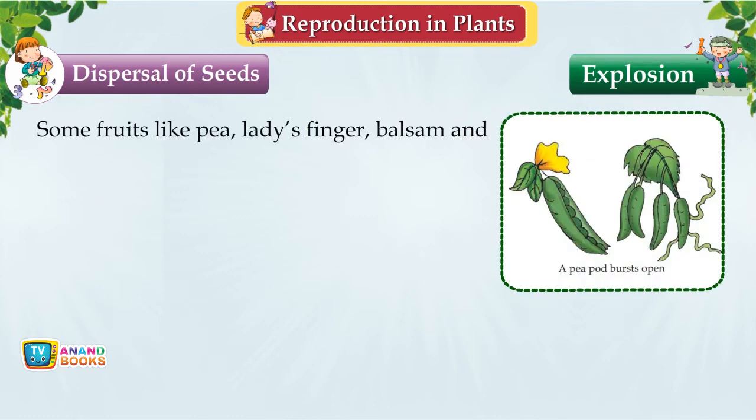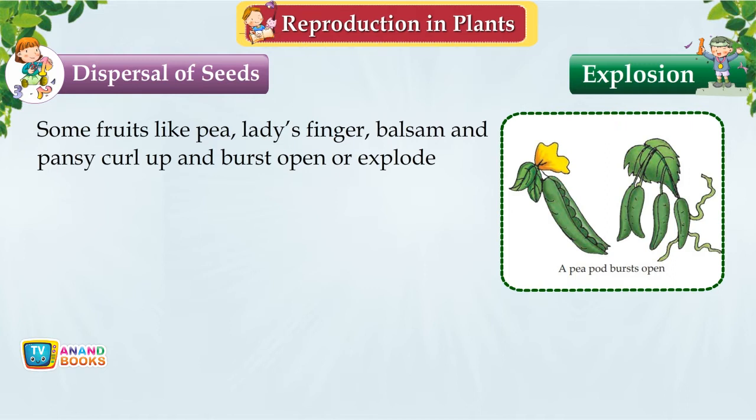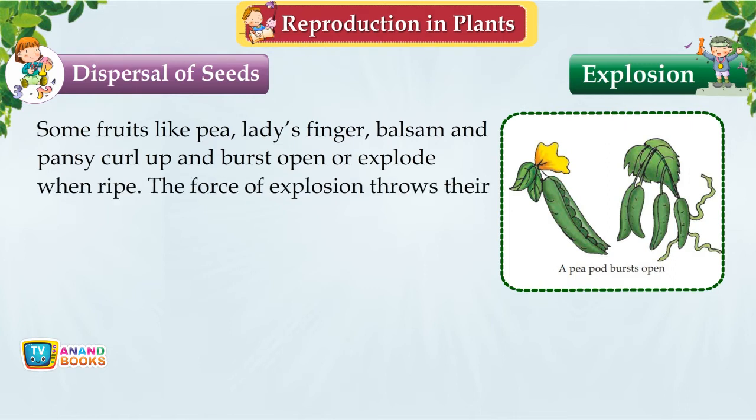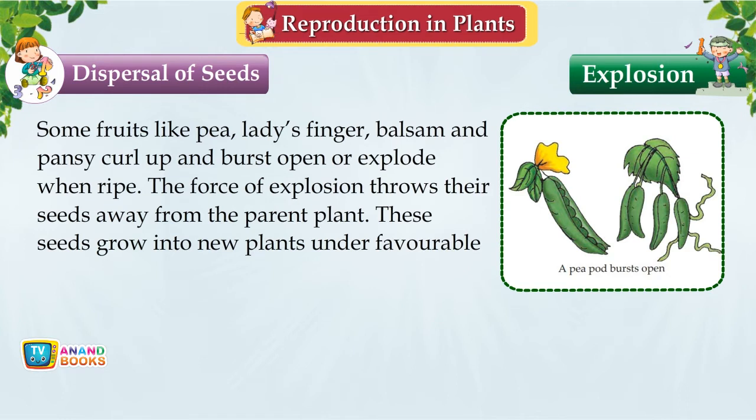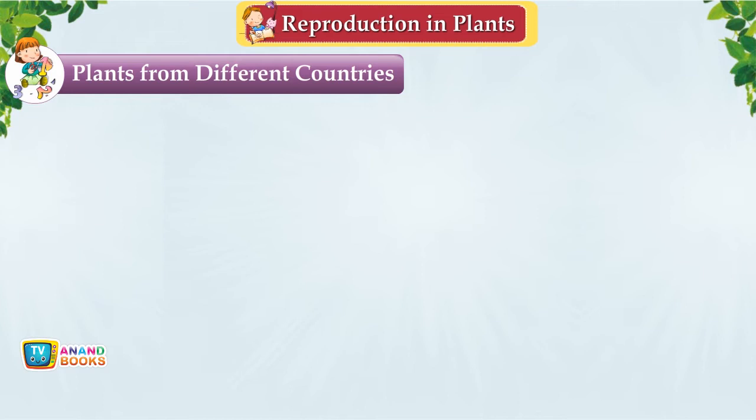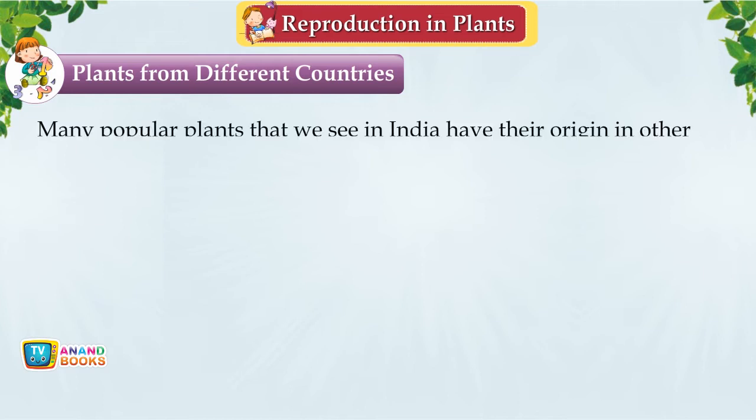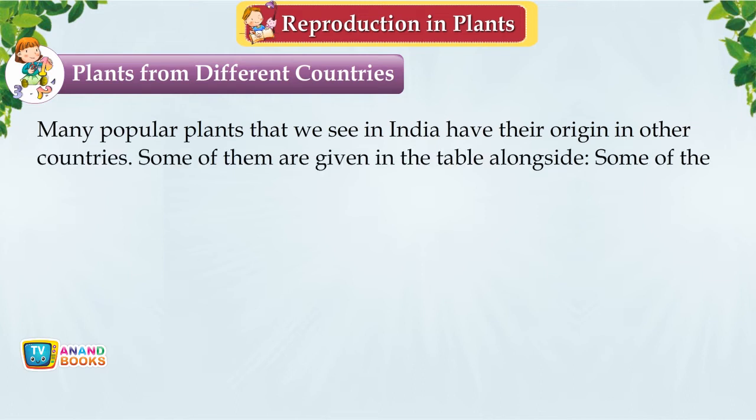Explosion. Some fruits like pea, lady's finger, balsam, and pencil curl up and burst open or explode when ripe. The force of explosion throws their seeds away from the parent plant. These seeds grow into new plants under favorable conditions. Plants from different countries. Many popular plants that we see in India have their own origin in other countries. Some of them are given in the table alongside.